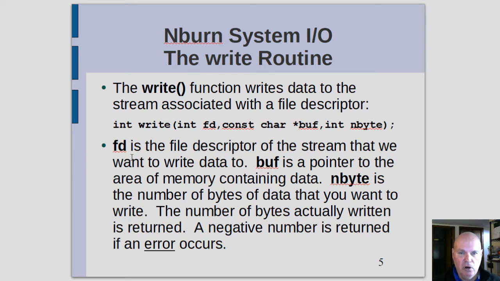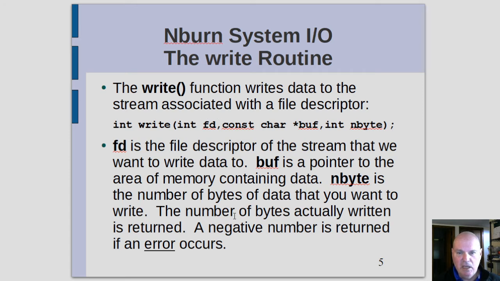So the arguments are the file descriptor, and if we want to write to the terminal with standard output, that's just the integer 1. Then next comes a pointer to the area of memory that we want to write out to that particular data stream, and then the number of bytes from that memory location. Okay, so the number of bytes actually written is then returned.